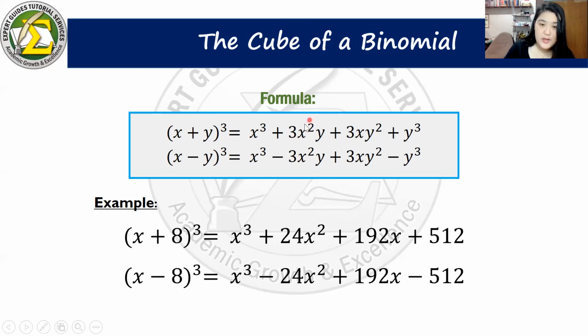So as you can note here, the square just travels from the first term, and then after the first term, to the second term or the last term. So it just travels.